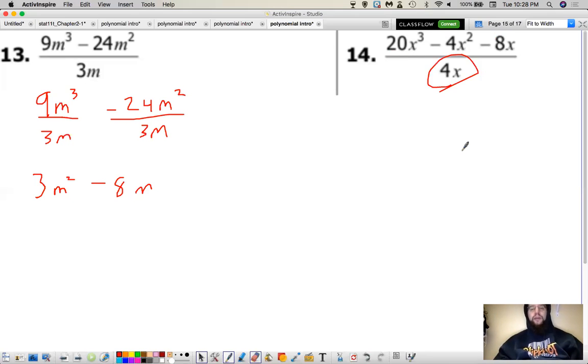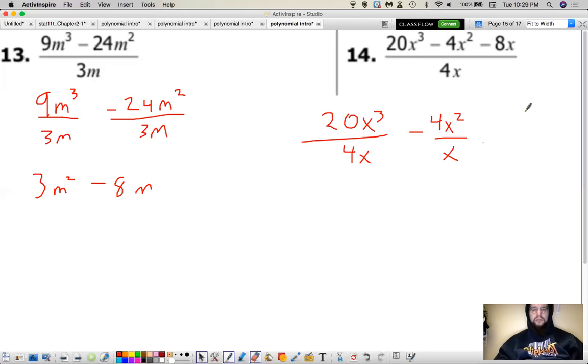It's a monomial on the bottom. Split it up. Everything over that divisor. So 4 there. So everything divided by 4x. Just this divided by 4x, this divided by 4x, and this divided by 4x. Each individual term up here, we have a trinomial. Take each individual monomial and divide it by the divisor. That is a monomial. And you simplify.